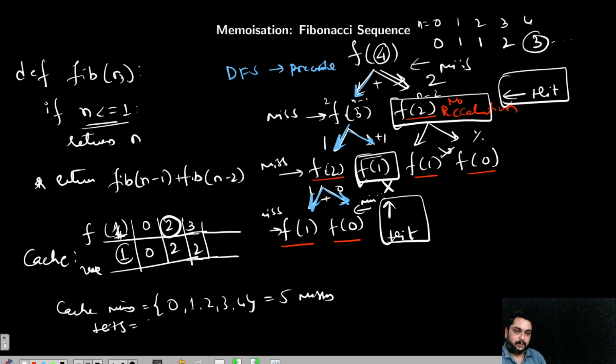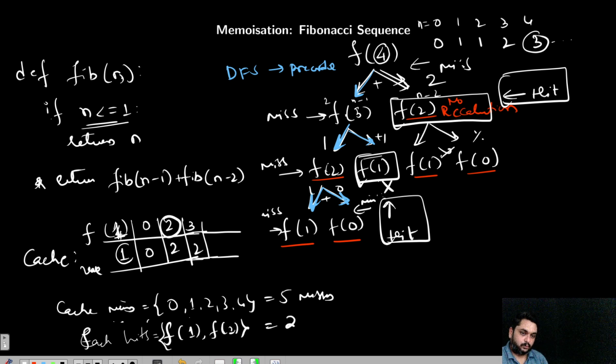Cache hits only 2 in this example. Okay, for this example, cache hits is 2. Okay, then what was that? F of 1 and f of... let me write it again. So the cache hits are f of 1 and then f of 2. So total 2 hits.